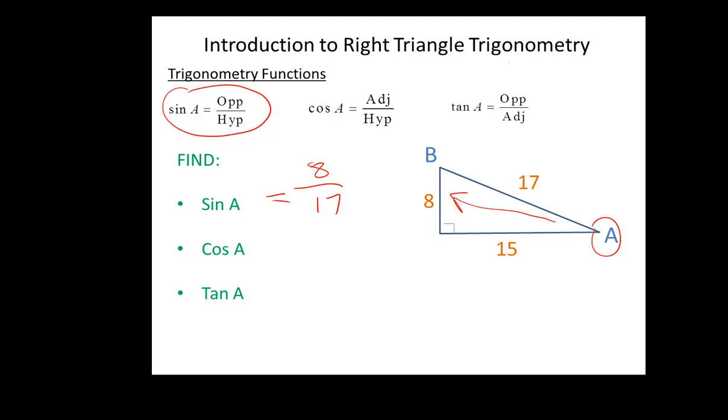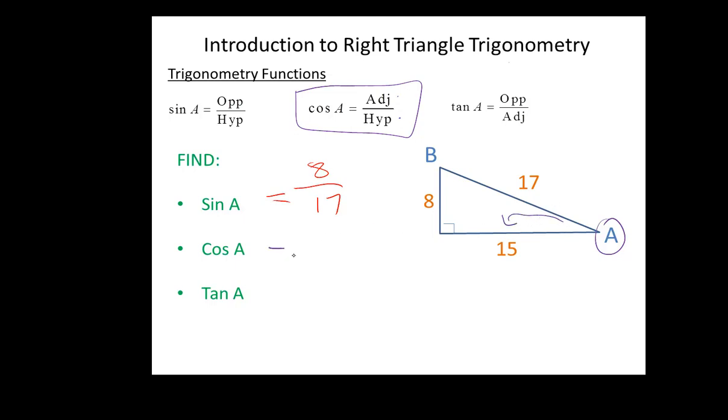Let's try cosine of A. Again, here's angle A. Now for cosine, we want the length of the adjacent divided by the length of the hypotenuse. So for angle A, there's the adjacent, and so this will be 15 divided by 17.